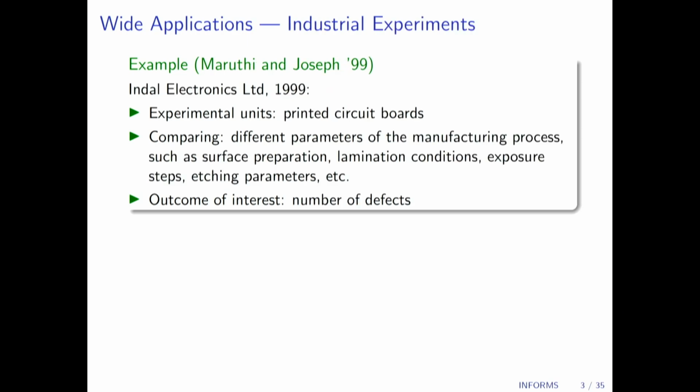In the third example, it is an industrial experiment. This group of people published this paper back in 1999, where they were trying to compare different manufacturing specifications, these parameters, on the number of defects when manufacturing printed circuit boards.